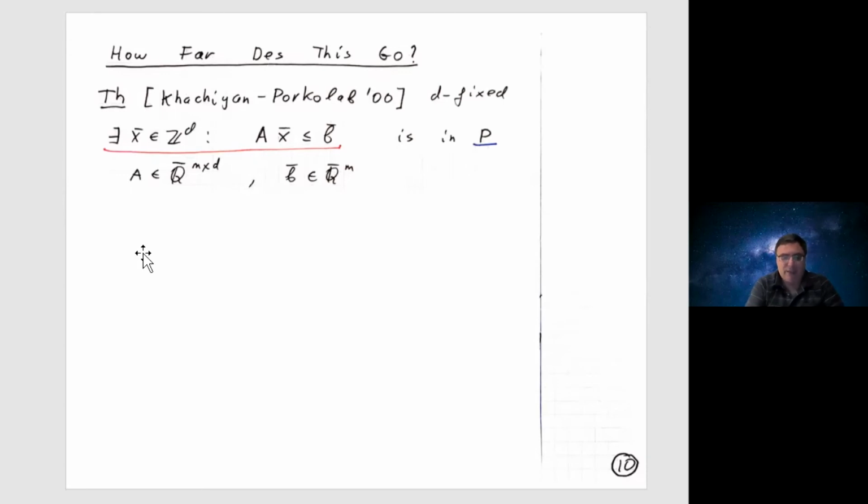So one result that I want to mention is due to Khachiyan and Porkolab. It's again in dimension d, but now, so this theorem looks almost exactly like Lenstra's theorem, except for a couple of bars here. So the bars, one should look into this line, and you see that now the matrix and the vector are defined not over rationals, but over all algebraic numbers.